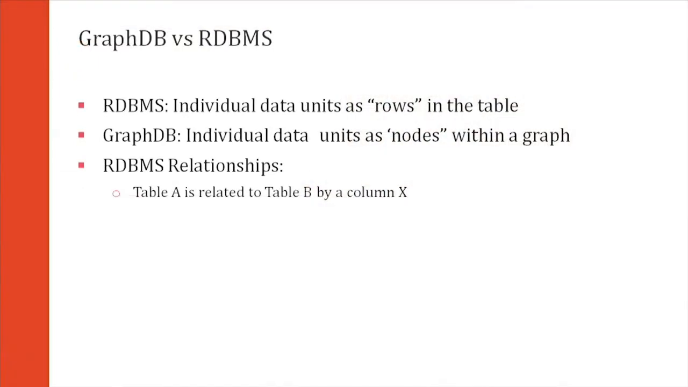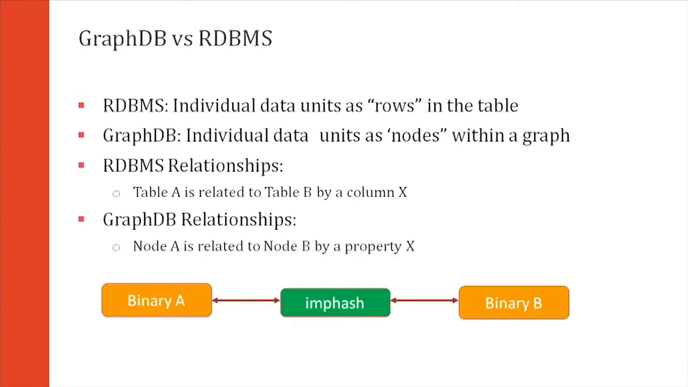And then in RDBMS relationships, we have table A related to table B through a column in the middle, right? We have table A with a column, table B with a column, and that column is connected with the other one, and we join both tables. In GraphDB relationships, we have node A related to node B via a property X. Like in this case, we have binary A and binary B, and we have a property, in this case imphash, which can help us to connect both binaries.